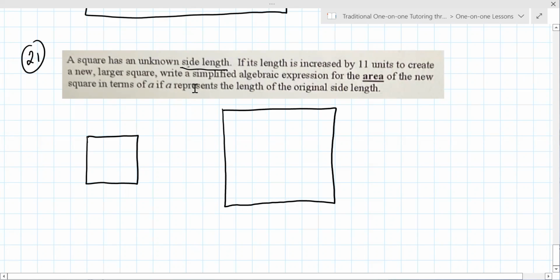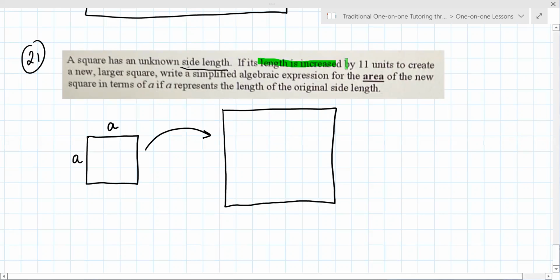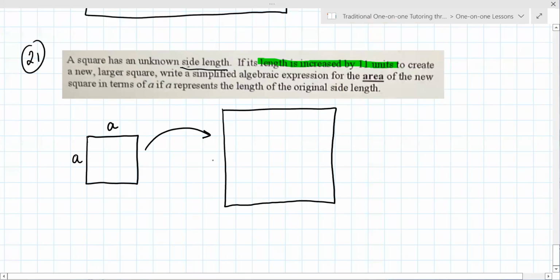So they're telling you that the side length of the original square is A. And because it's a square, you know that both sides are A. But we actually don't care about the original. We care about this new one. And what does it say about its length in this new part of the problem? The length is increased by 11 units. Yes. So what does that mean? We can call it A plus 11 and then A plus 11.